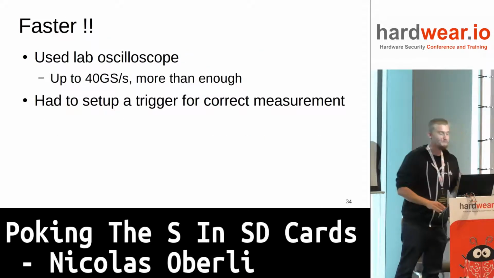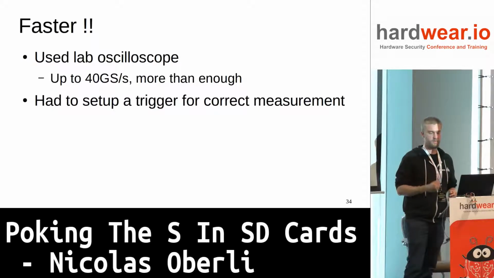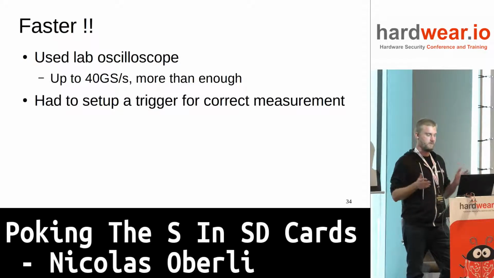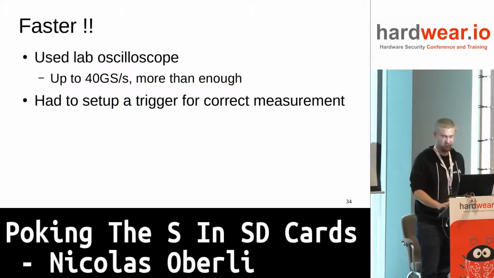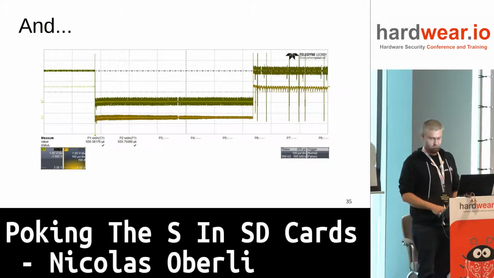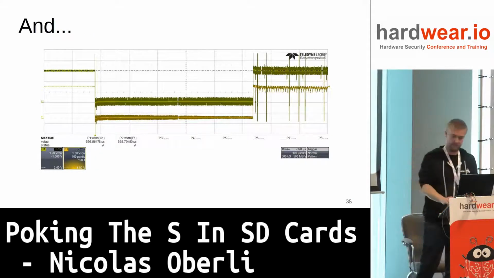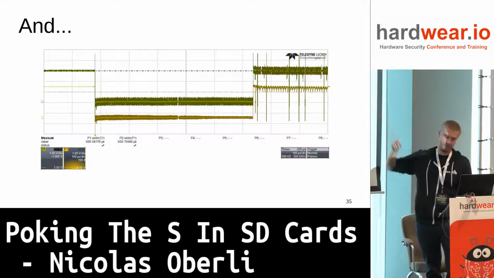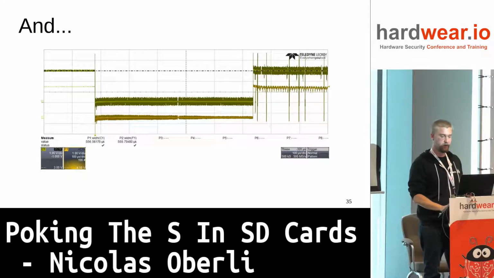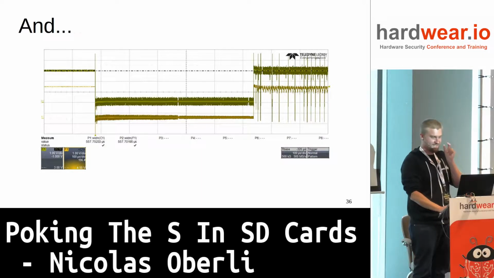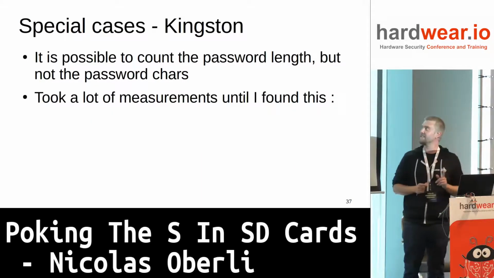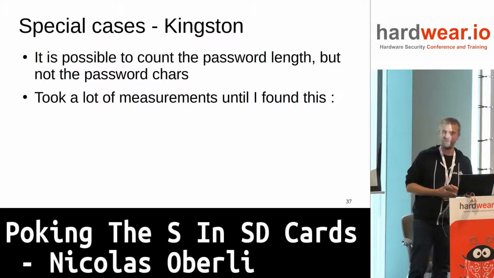So here I cheated a bit. I went to my colleague's lab and borrowed their oscilloscope, which is 40 gigasamples per second, which is a lot. And what I'm able to see now is basically the processing time for the SD card. There you can see that if the password is 5 characters, or 6, 5, 6, there's really a slight difference, but you can still see it. But unfortunately, you have to get a huge oscilloscope to see that.